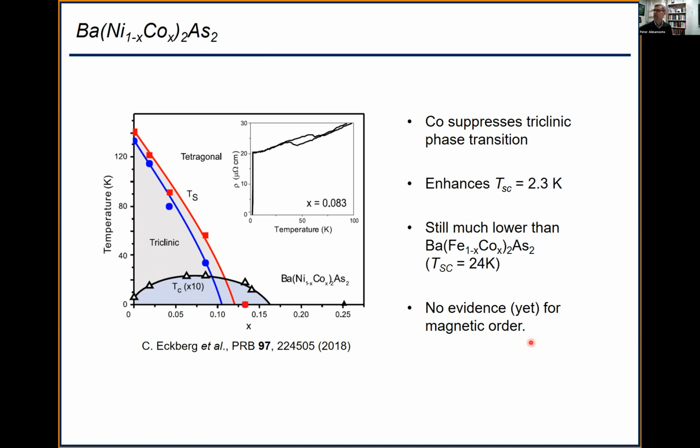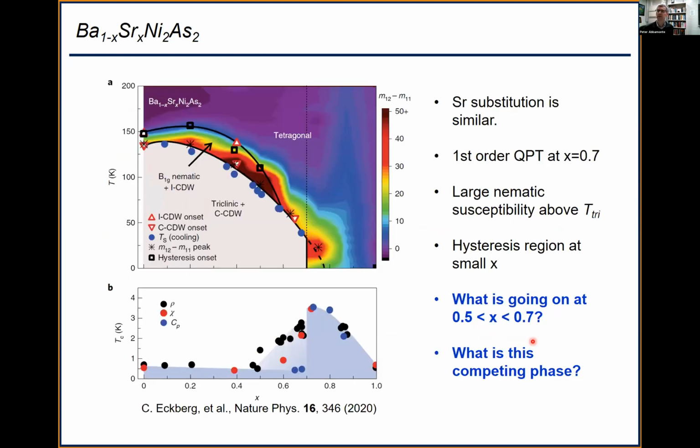The latest work from JP's group was this uniaxial strain response, which you just heard all about. What he showed is near this triclinic transition, there's a region where the nematic susceptibility is extremely large. Overall, the phase diagram looks a lot like the cobalt phase diagram as well. There's a first order quantum phase transition, so it's a quantum phase transition but not a quantum critical point, at 0.7, across which the triclinic phase disappears. All along this boundary, there is a big nematic response. And then down here, that enhances superconductivity by a factor of 6, which you just heard about in the previous talk.